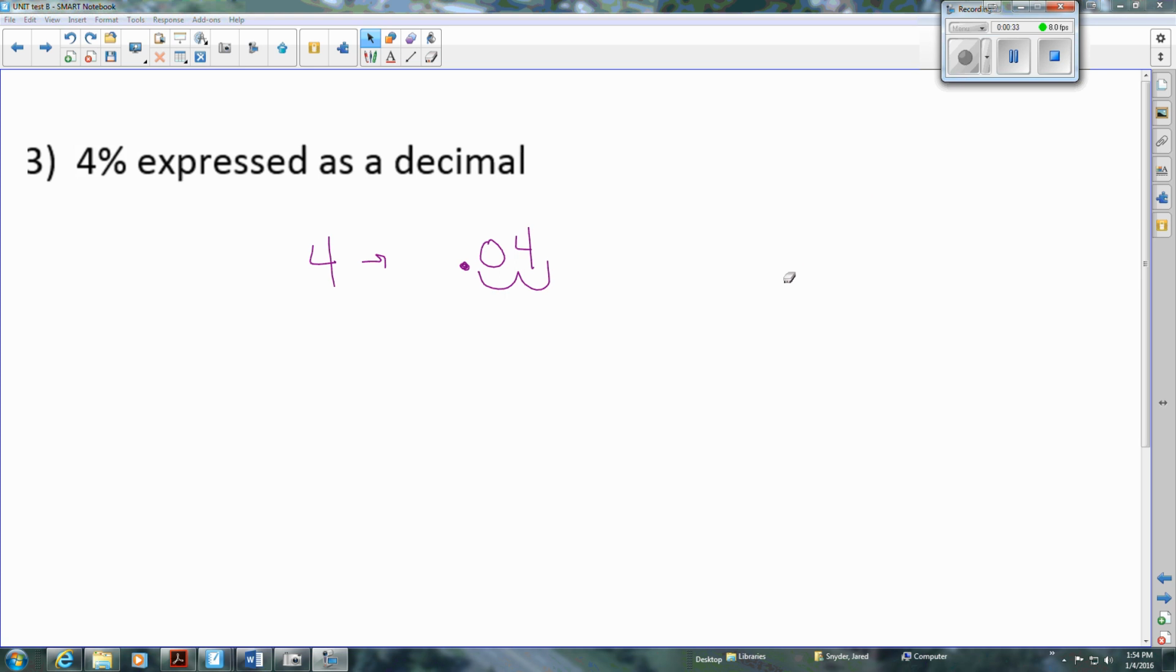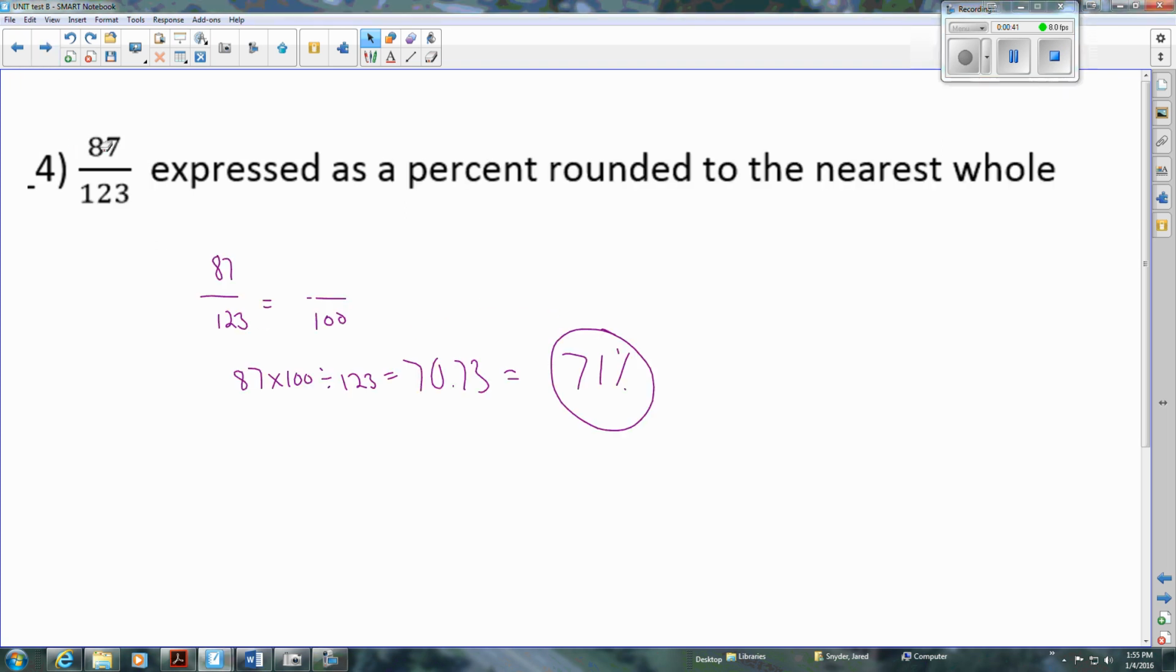Okay, 4% expressed as a decimal. We take 4, move the decimal point 2 places to the left, you get 0.04. 87 over 123 expressed as a percent rounded to the nearest whole. 87 over 123 equals something over 100. So it's asking a question. 87 times 100 divided by 123 equals 70.73, which is really 71%.